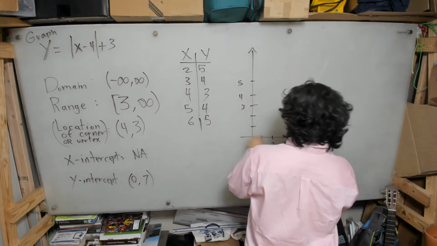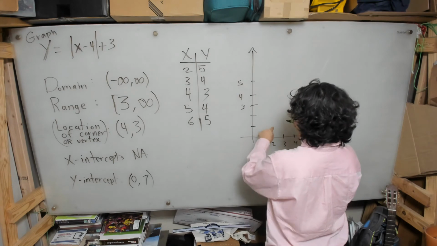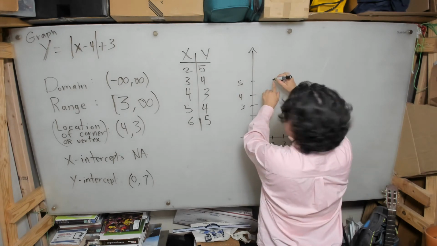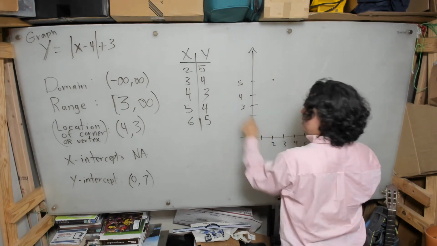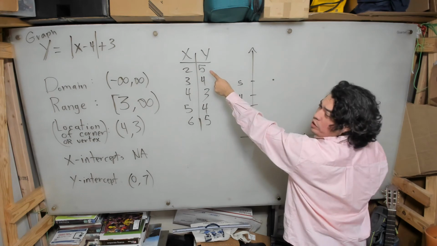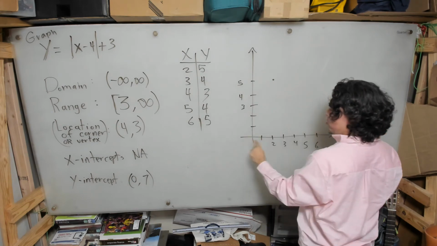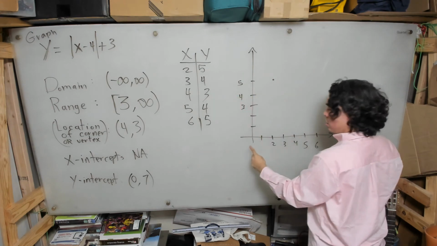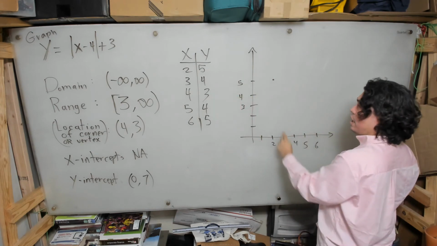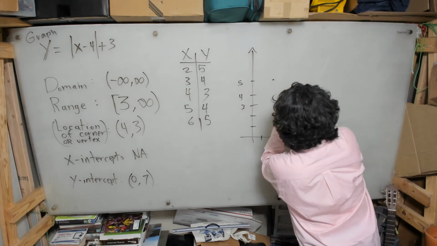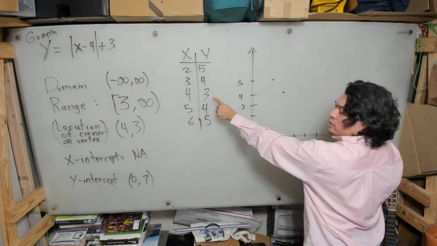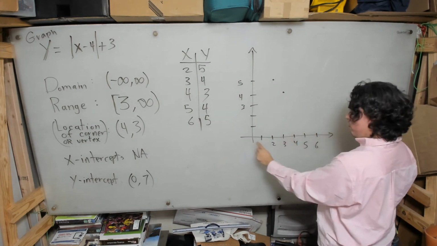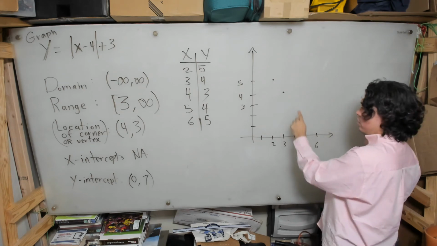So now let me plot these points. I apologize that I'm going to be in the way momentarily, but you'll see that it'll pay off. Okay? I plotted this first point. This is the point 2, 5. In other words, I go 2 along the x, 5 up. This is the point 3, 4. We'll go 3 along the x, and then 4 up. So it's going to be right here. This is the point 4, 3. So it's going to go 4 along the x, and then 3 up.